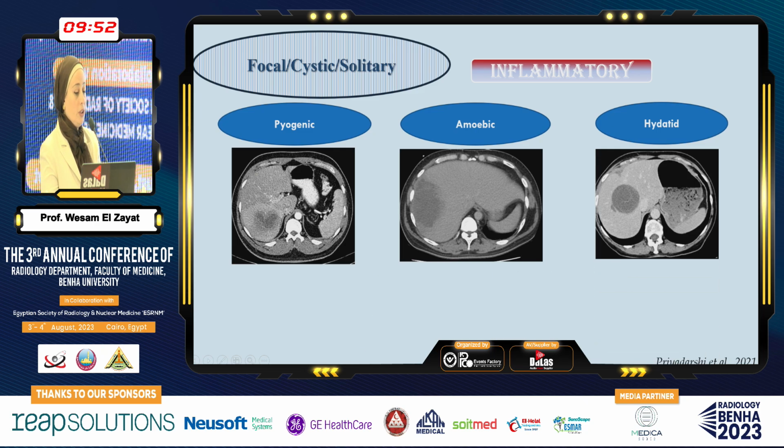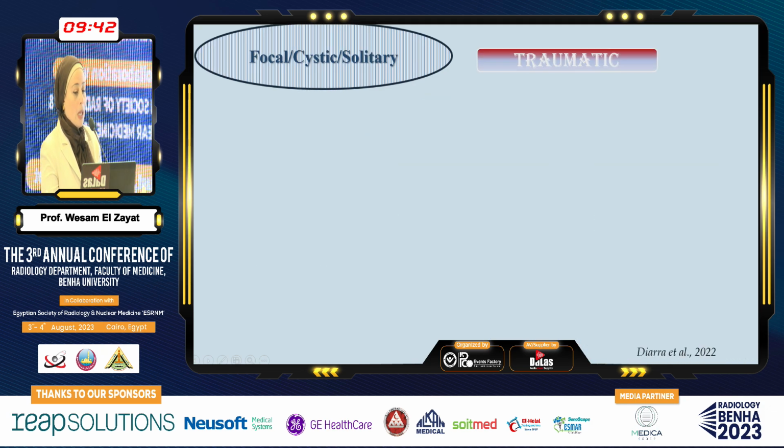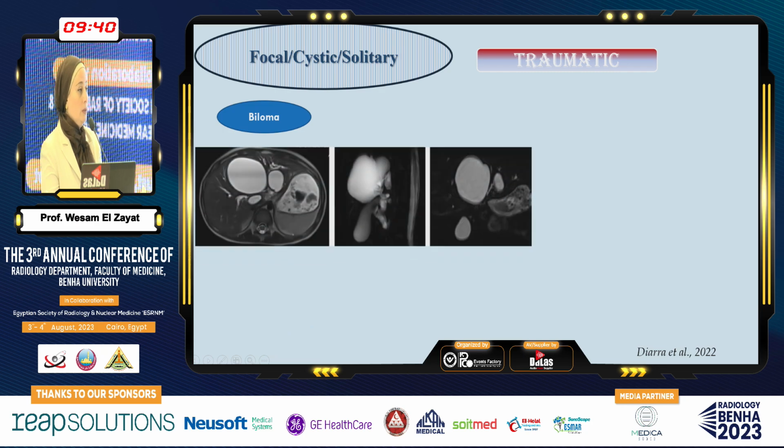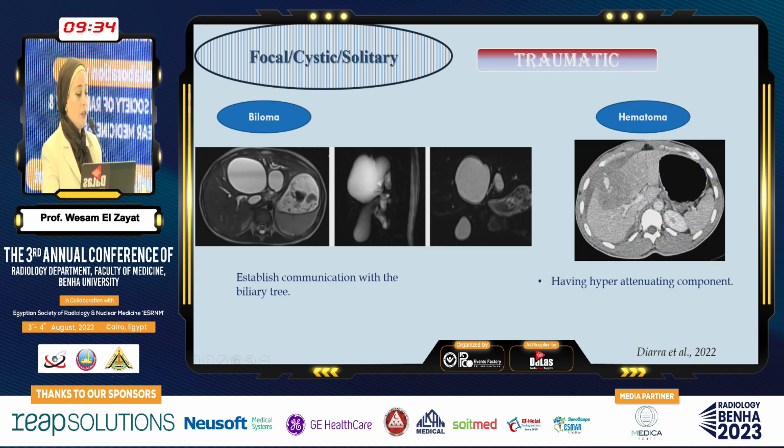Hydatid cysts are more distinguishable. This could be by the frequent peripheral focal areas of calcification, the septa and daughter cysts, the water lily sign, and the spoke wheel pattern. Traumatic lesions: the biloma, where we should establish a communication with the biliary tree, better by MRCP, and hematoma with the characteristic hyperattenuation, and sometimes you can see the active extravasation of contrast on imaging.